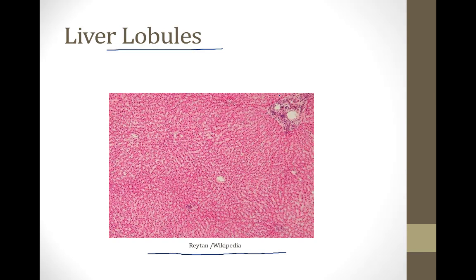So the blood enters through one of these structures here, which is called a portal triad, and then the blood percolates through the hepatocytes and it exits through this structure here, which is called a central vein, which connects to the hepatic vein. And by going through the liver like this, all the hepatocytes are able to conduct metabolism on the substances in the blood.